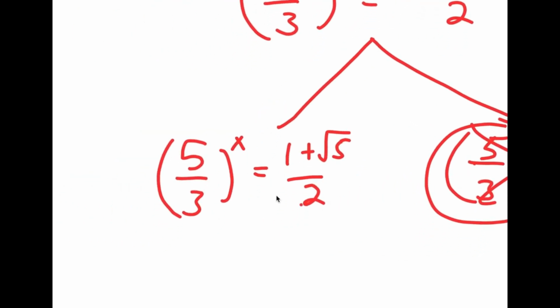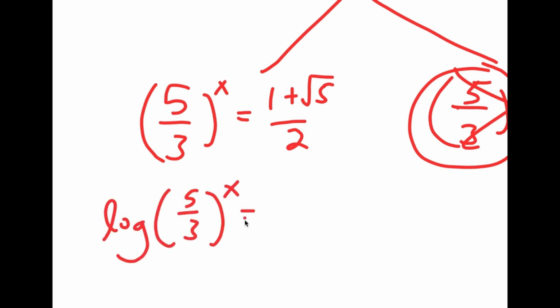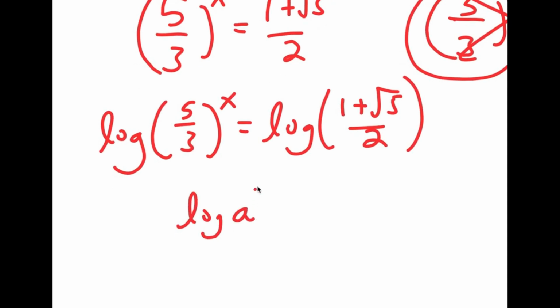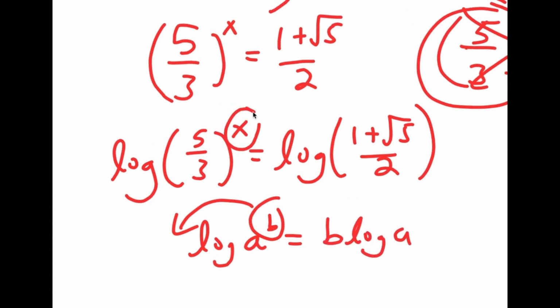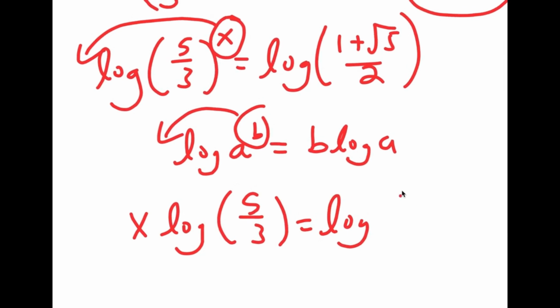Now for 5 over 3 to the power of x is equal to 1 plus the square root of 5 over 2. To solve this, I'm going to first start by taking the log on both sides. So I have log 5 over 3 to the power of x is equal to log 1 plus the square root of 5 over 2. And if I have something in the form log a to the power of b, I can move b to the front, so it's going to equal b times log a. So in this case, I have log 5 over 3 to the power of x, and I can move x to the front, so I get x times log 5 over 3 is equal to log 1 plus the square root of 5 over 2.